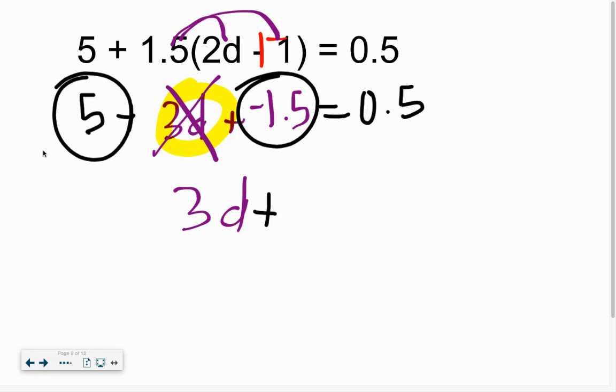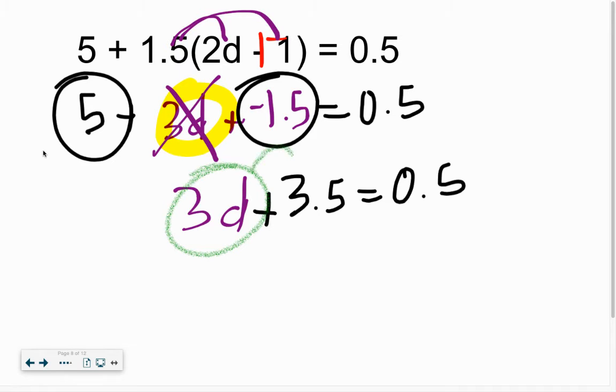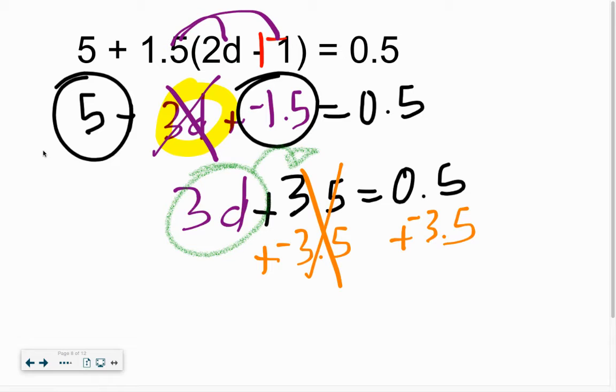So that's going to give me positive 3.5. And I'm going to bring down that 0.5. Again, here we have our two-step equation, trying to isolate the 3d. I'm going to get rid of adding that positive 3.5. To do so, I'm going to subtract, yes, but I'm going to add a -3.5 to both sides. Why? Because it cancels out.